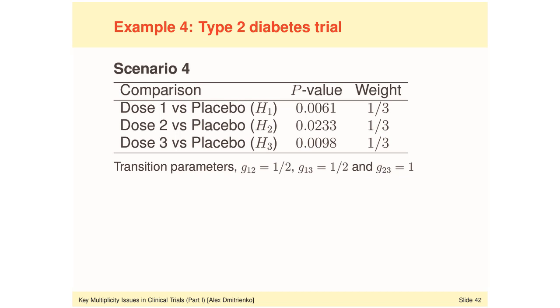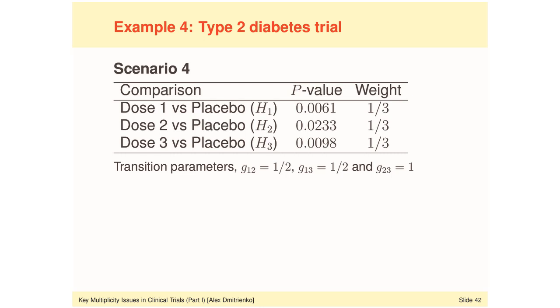We are now ready for a numerical example. This table shows us a set of treatment effect p-values in the type 2 diabetes trial. It's yet another set of one-sided p-values that we have not explored before. We will label it scenario 4.